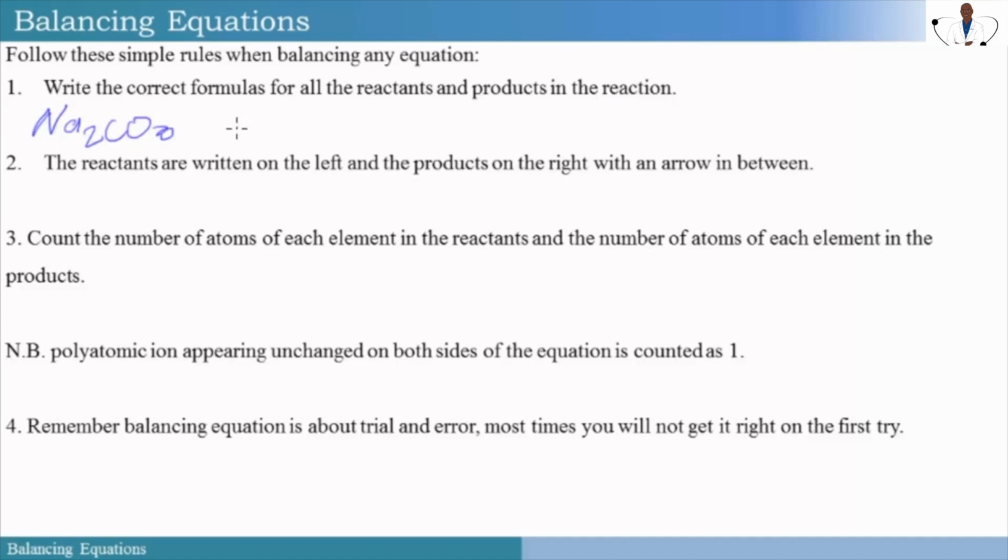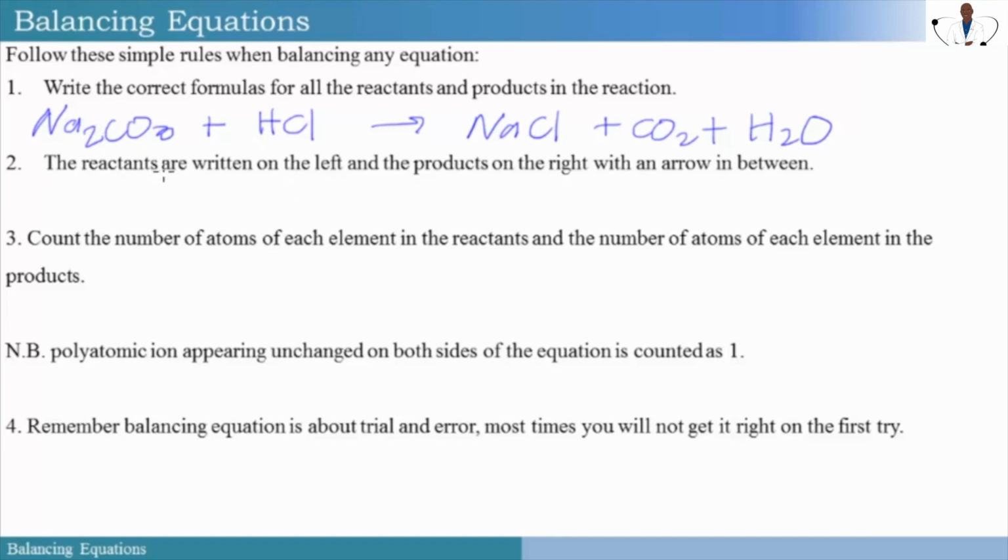Sodium carbonate plus HCl produces sodium chloride plus carbon dioxide plus water. Now, it's very important to write the correct formula, because if your formula is incorrect, then your balancing will automatically be incorrect. So that's step 1.